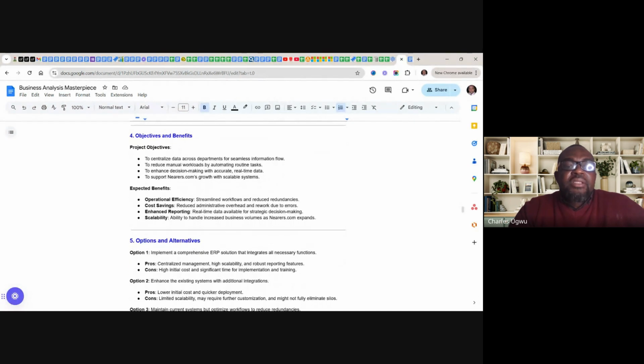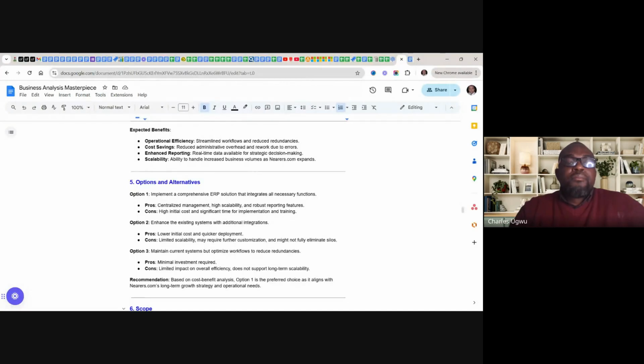And benefits: operational efficiency and cost savings. Under operational, streamline workflow and reduce redundancy. Cost saving, reduce administrative overhead and rework due to error. Enhanced reporting, real-time data available for strategic decision-making, and scalability, the ability to handle increased business volume as Nearas expands.